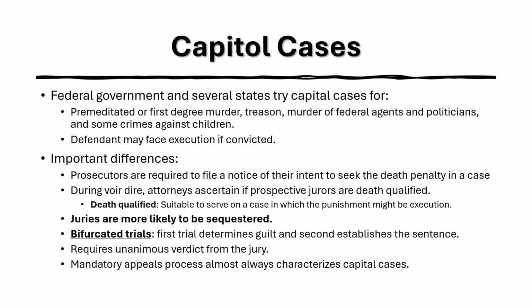Juries are more likely to be sequestered, which means taken out of their normal surroundings and isolated. You're typically going to see the trials being bifurcated with capital cases. So the first part of the trial will be your actual trial, your presentation of evidence, all of that. And then once the defendant is found guilty, you will have a second part of the trial to establish the sentence. Capital cases require unanimous verdicts from the jury, which means every person on the jury has to agree that the person is guilty. And there is a mandatory appeals process for all capital cases. So those are your main differences with capital cases.